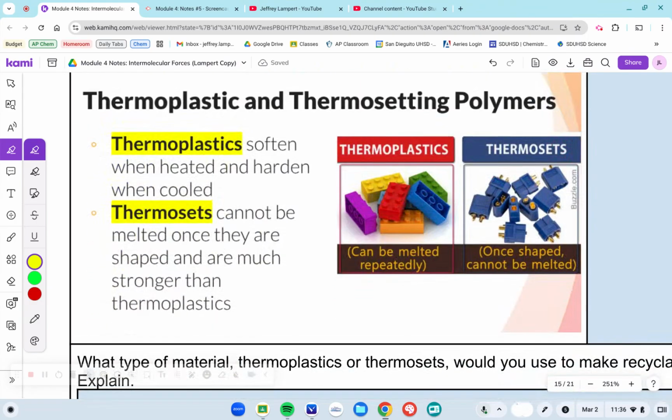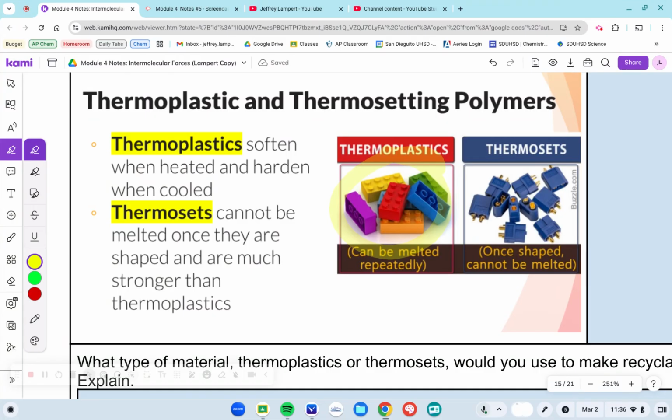Now, there are two main types of polymers that we can sort things into. We can either have a thermoplastic or a thermoset. Thermoplastics are things that soften when they're heated or when they're cooled. So Legos are an example of a thermoplastic, right? If you get a Lego really hot, eventually it melts, right? And its shape will change.